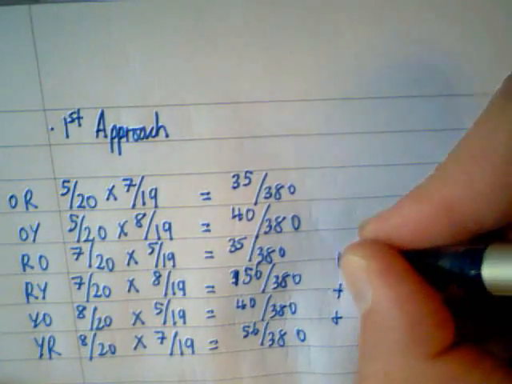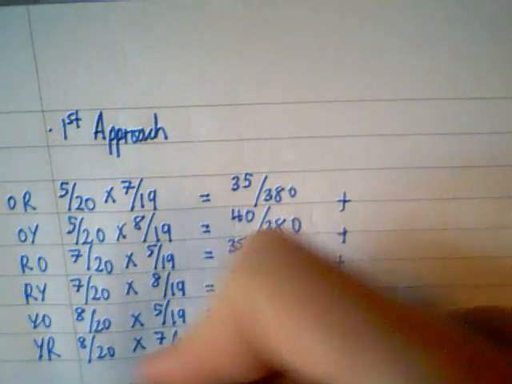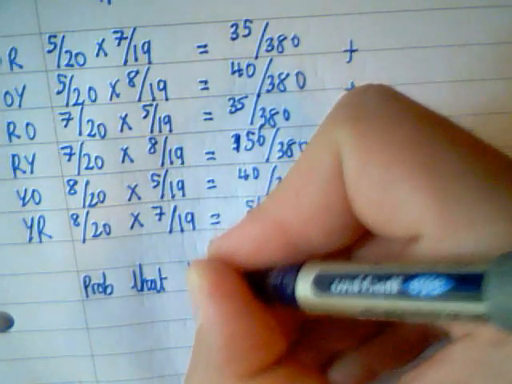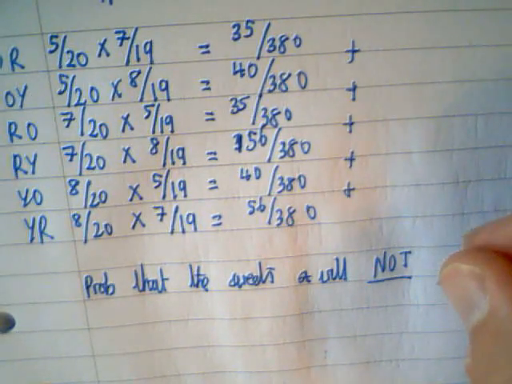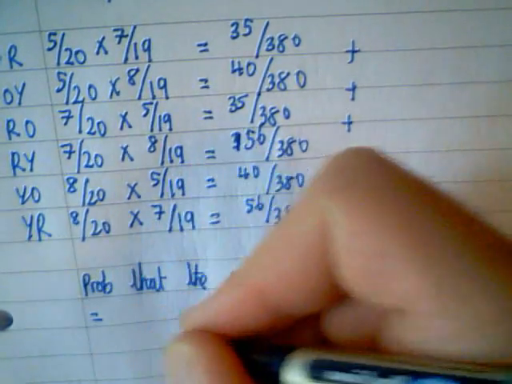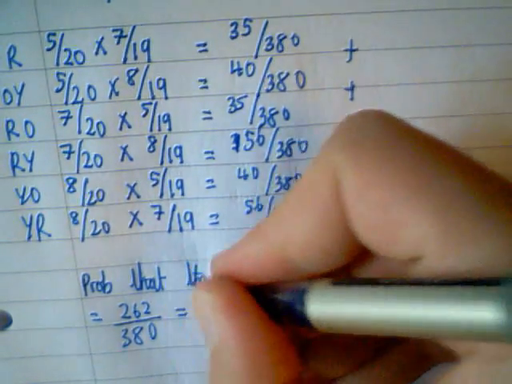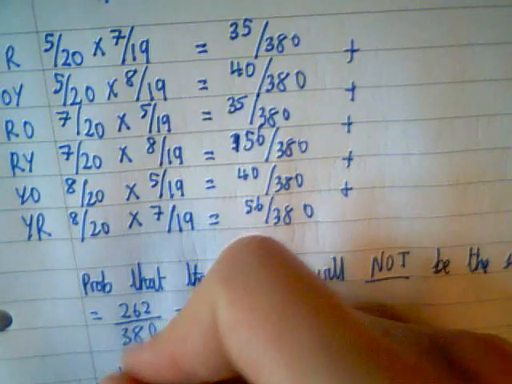And if we sum all these together, we get 35 plus 40 plus 35 plus 56 plus 40 plus 56 divided by 380. So the probability that the sweets will not be the same colour is equal to 262 over 380, which is the same as 131 divided by 190. So that's the first approach. Yeah, you're going to get the right answer, but it's probably more prone to errors just because there's so many calculations involved.